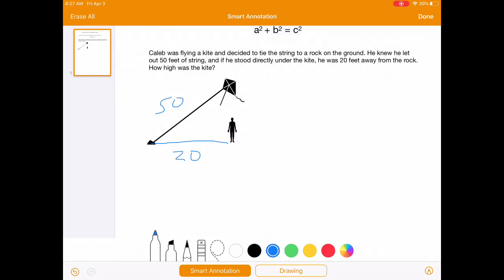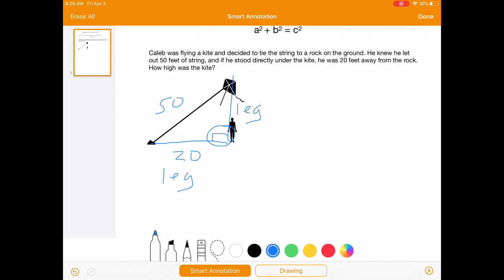And what you should kind of see here is we have a right triangle. If he's directly underneath the kite, that means we're going perpendicular up. We're forming a 90-degree angle. And this, now I see, this is why he decided to tie the string to a rock on the ground, so we have a right triangle here. So, as always with the Pythagorean Theorem, we are looking at identifying where that right angle is. So, here's our right angle, meaning that this 20 is a leg, and this unknown length here, which is how high the kite is, which is what the question is asking for, is another leg.